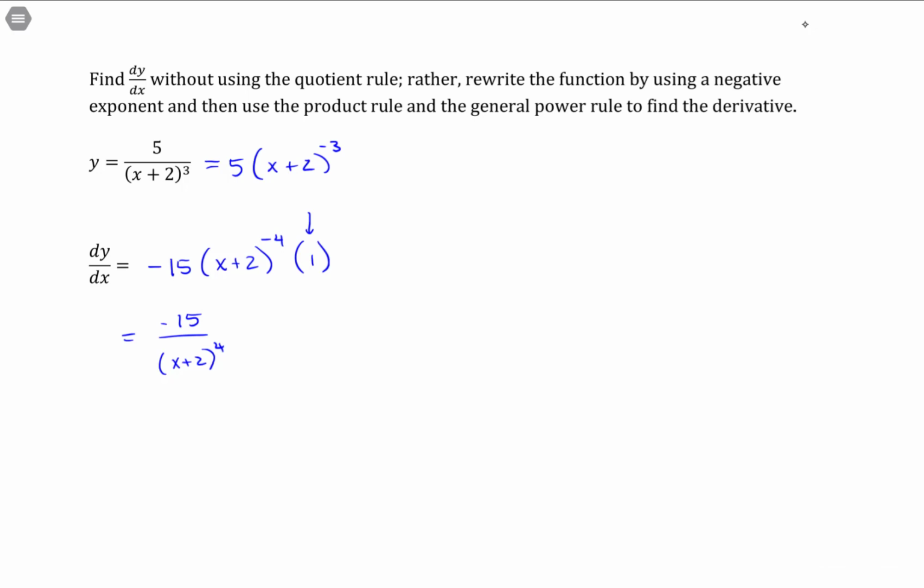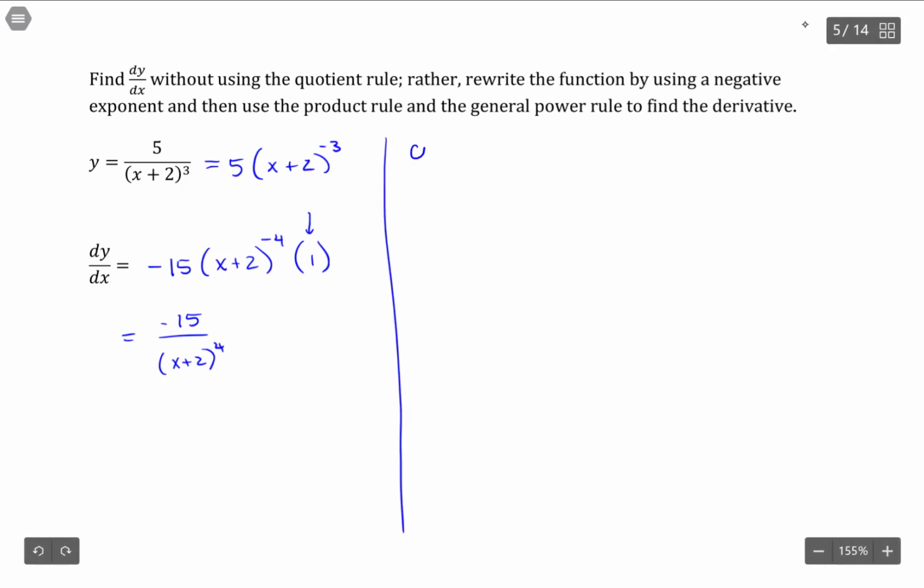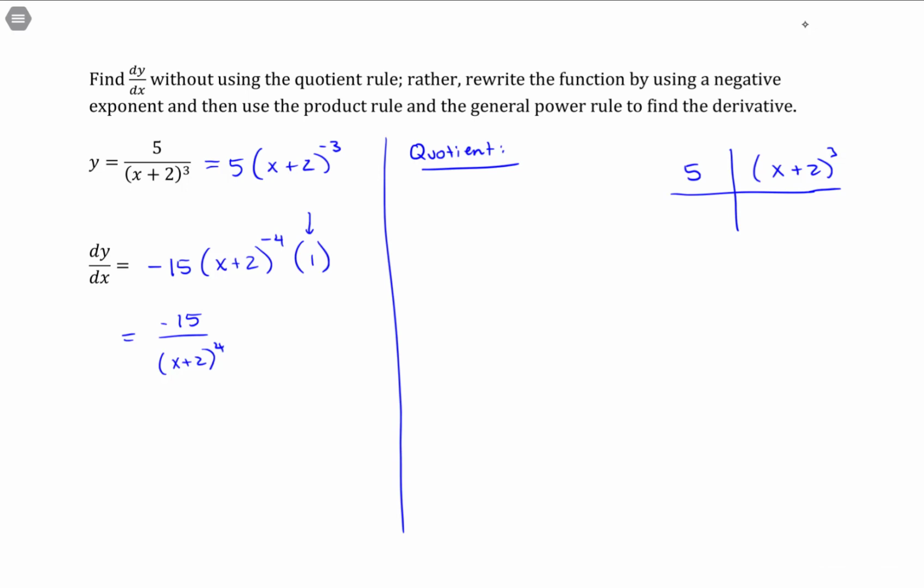So that's method 1. An alternate method, using the quotient rule, if you're interested in learning how that might work, this is definitely the preferred method because that's a lot simpler. The quotient rule would have you do numerator and then denominator. So the denominator is (x plus 2) to the positive third power. It's back over here to the original form. Derivative of 5 is 0. The derivative of this part does require the chain rule, so we go ahead and use the chain rule.